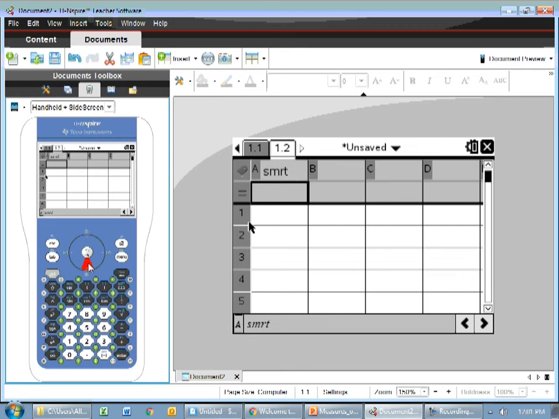Now, as I was saying, you'll notice that you end up in the diamond row on your calculator. Under no circumstances should you type in that row. Okay? Do not type in that row. So once you have your name, just move down to the 1.